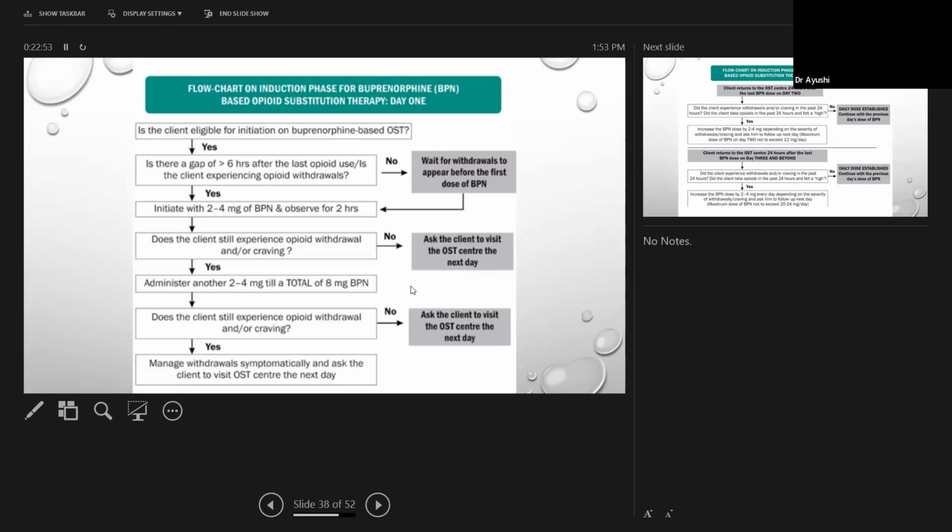Then after that, if the patient experiences any opioid withdrawal or craving, we have to administer another 2 to 4 milligram till a total of 8 milligram of buprenorphine is reached. And if withdrawal symptoms are not experienced by the patient, then we can ask the patient to visit the center the next day.